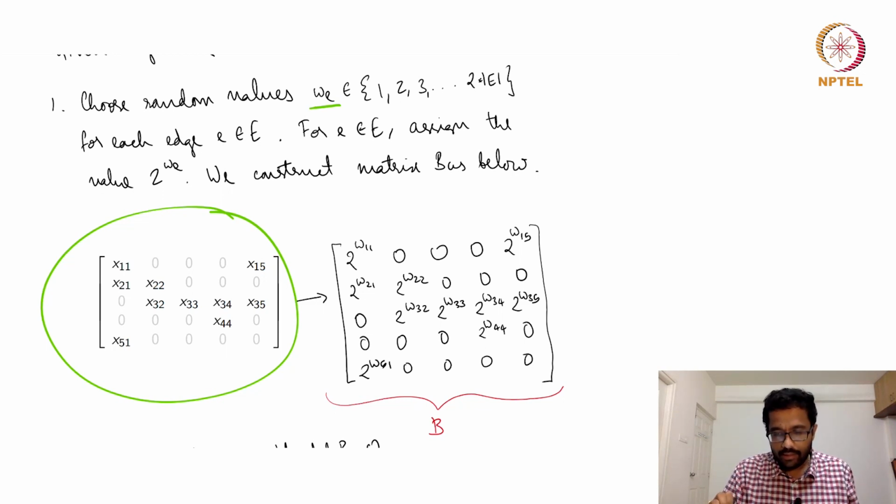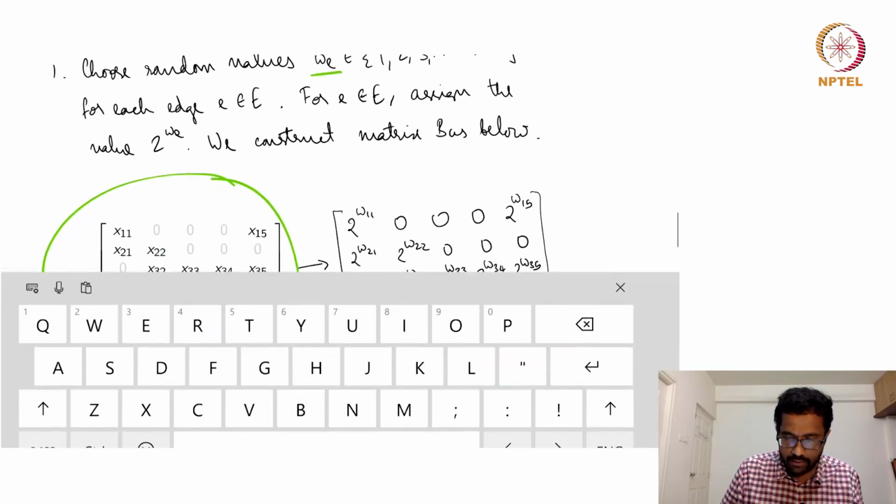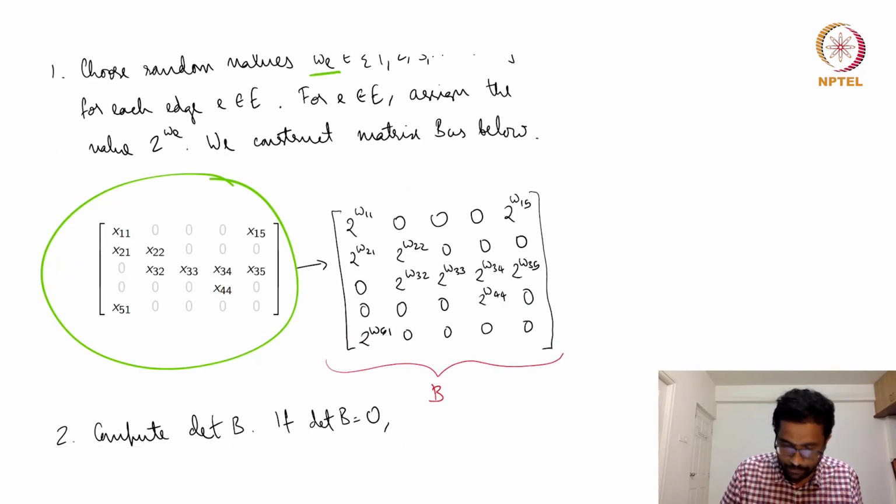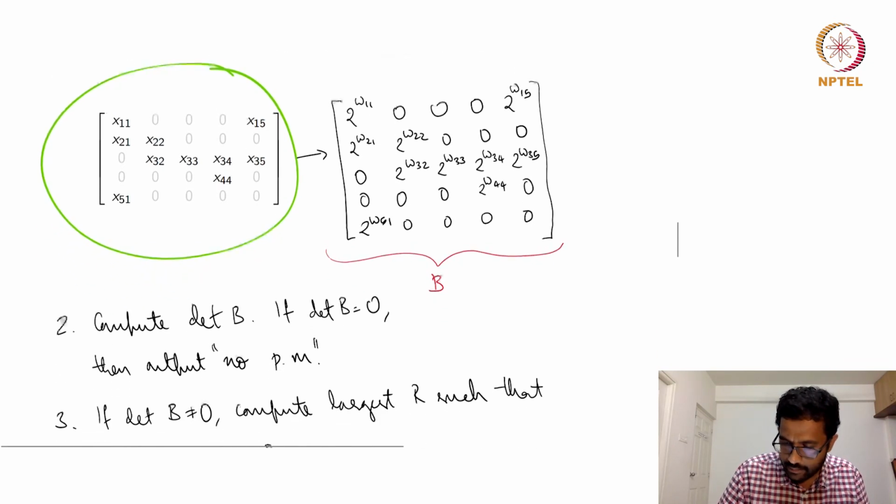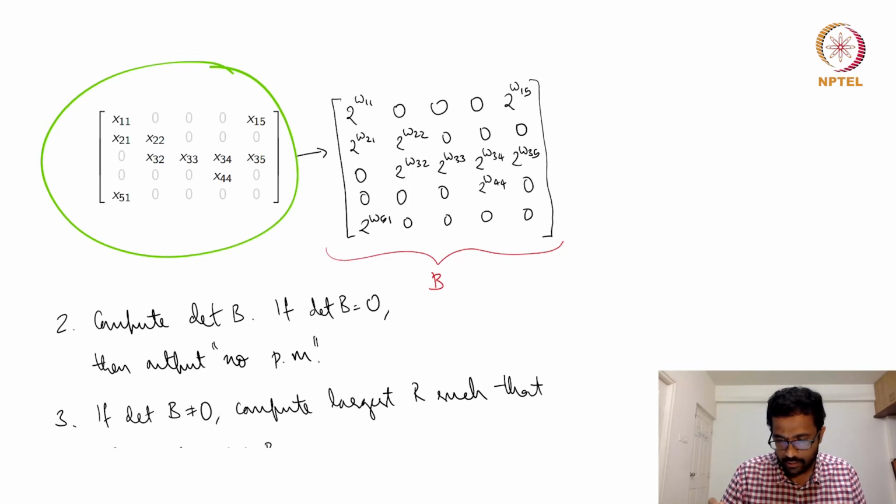Then we pick random weights like this, and in the matrix B, you assign 2 to the power of that weight. Not just that weight, we need to assign 2 to the power of that weight. So 2 to the power w11 corresponds to the edge e11, 2 to the power w15 corresponds to the edge between 1 and 5, and so on. And this gives us the matrix B.